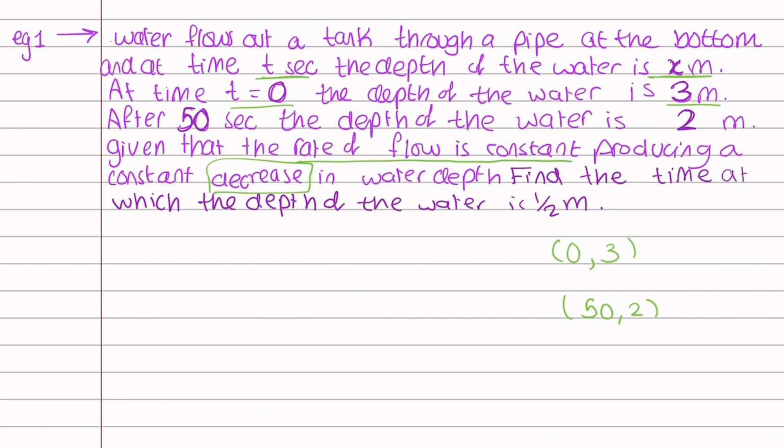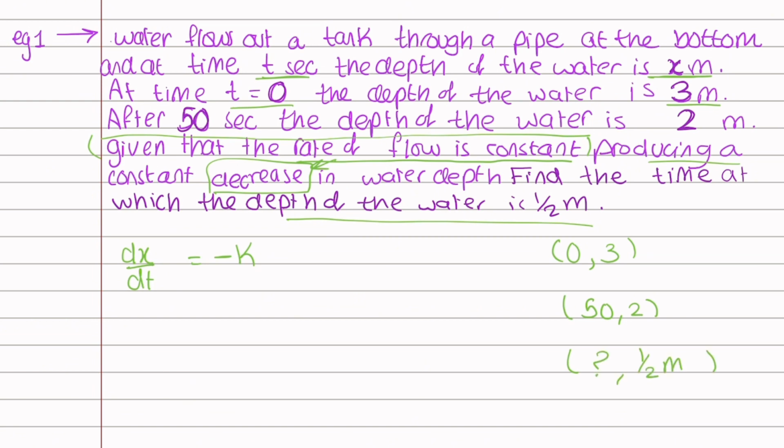Now, given that the rate of flow is constant, he already gave it to us. There you go, jackpot, right? So this is the relationship that we were looking for, the rate of flow being constant. And we know the rate of flow is dx on dt. For it to be constant, it means for it to be equal to k. And since he said producing a constant decrease, that means that the k has to be negative. There has to be a negative in front of the k. And find the time at which the depth of the water is 1/2 meters. So he gave us the depth of 1/2 meters, but the time is unknown, and this is what we are looking for in this question.